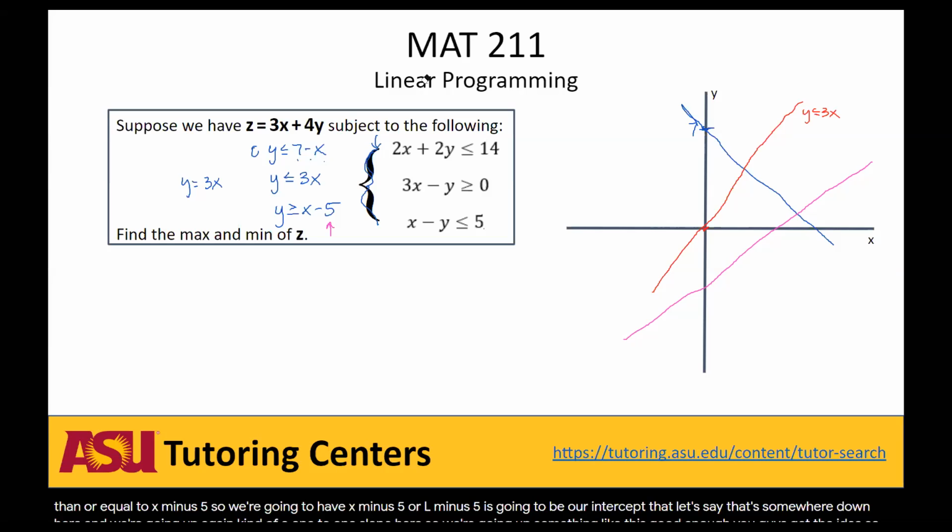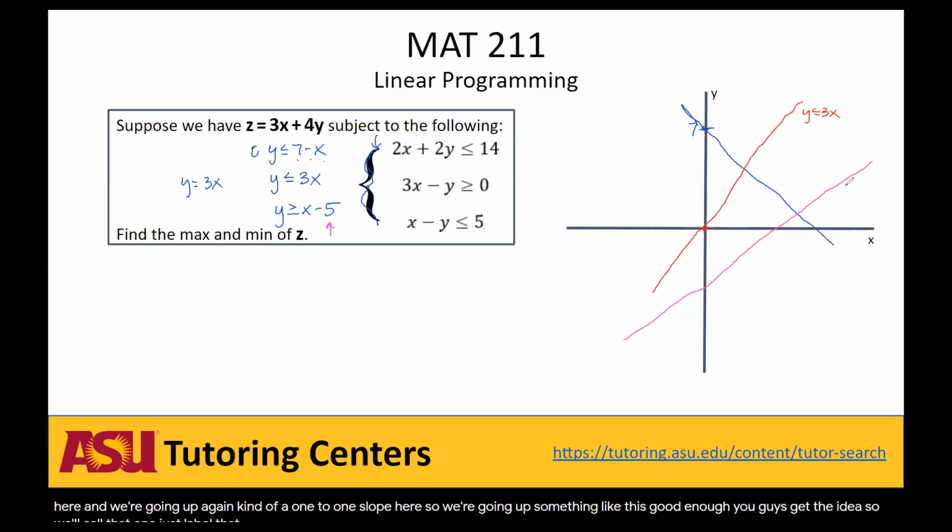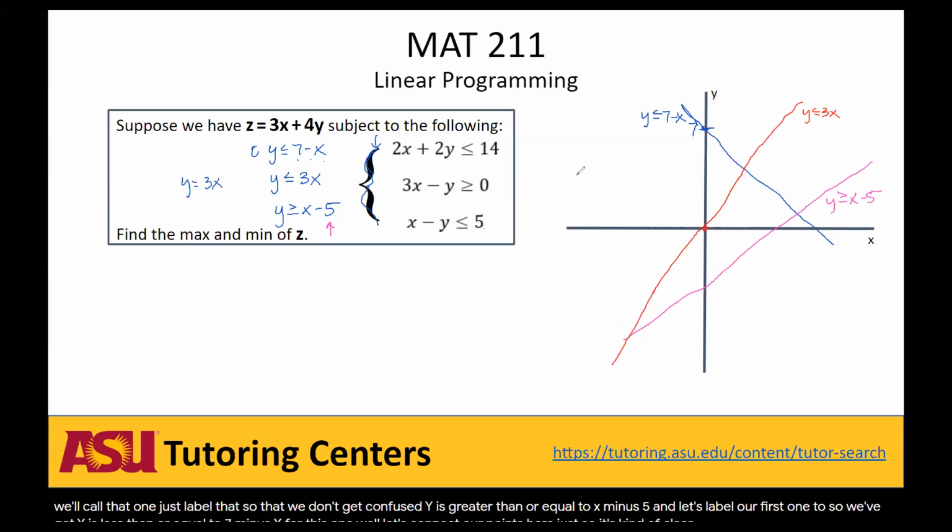So we'll just label that so that we don't get confused. y is greater than or equal to x minus 5. And let's label our first one too. So we've got y is less than or equal to 7 minus x for this one. Well, let's connect our points here just so it's kind of clear where we're going. Something like that. Bad drawing, but you get the idea.